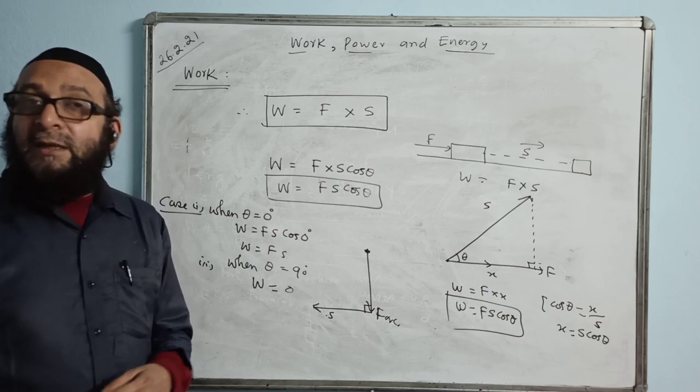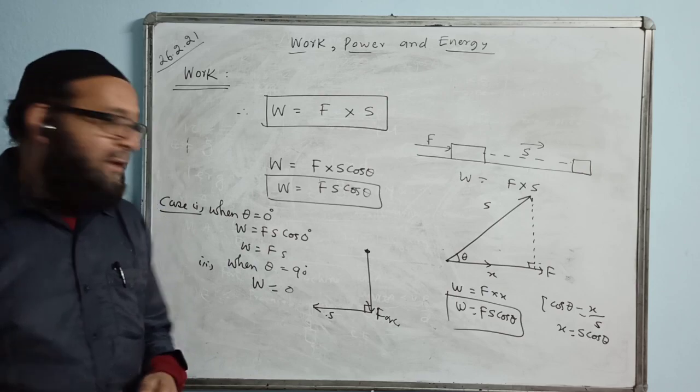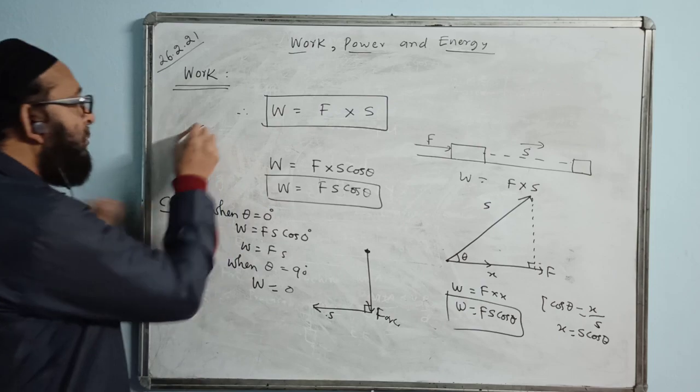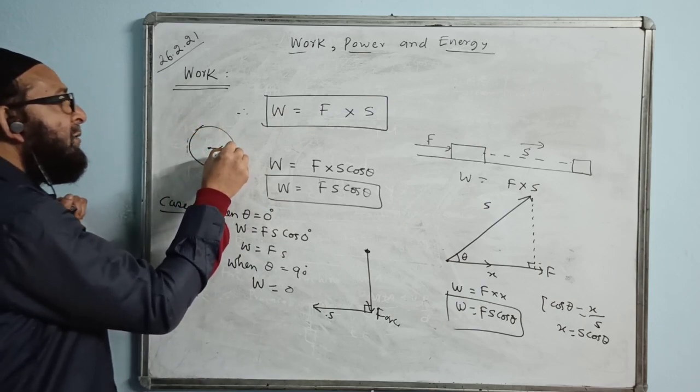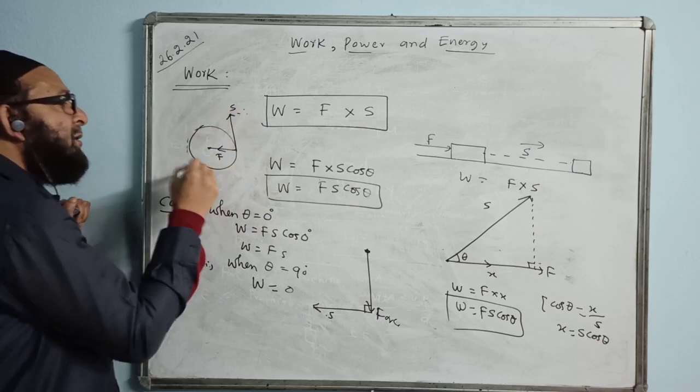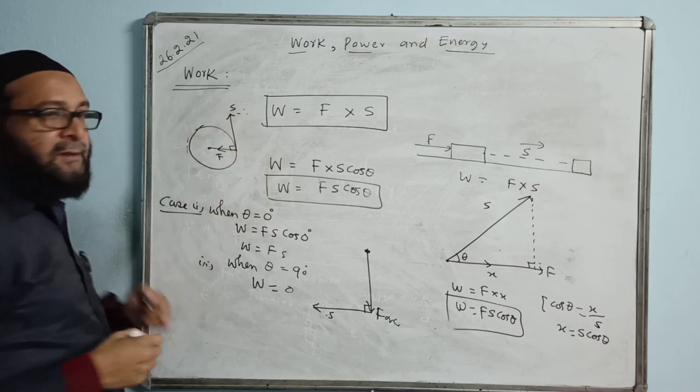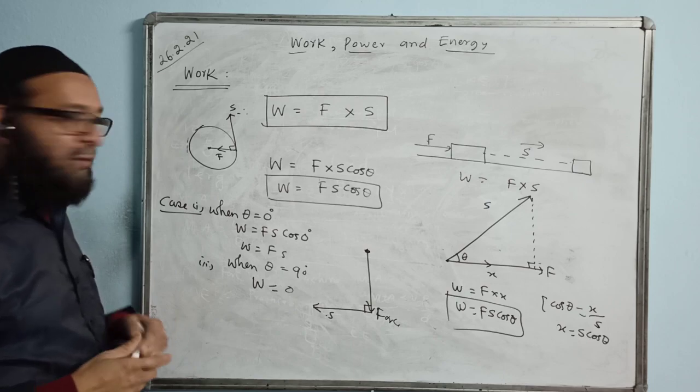We say work done by the centripetal force is also 0, because the centripetal force will be acting in a circular motion towards the center. This is a centripetal force, and the velocity and the displacement will be given by the tangent. So the angle between them is again 90 degrees. So the work done is 0.